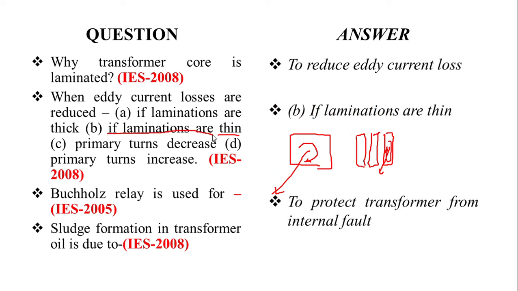Next question is Buchholz relay is used for. It is used to protect transformer from internal faults. Sludge formation in transformer oil is due to oxidation of transformer oil. This has been asked in ES 2008.